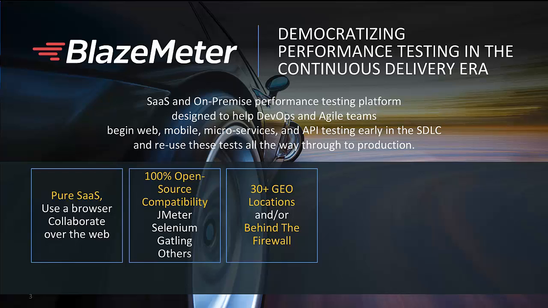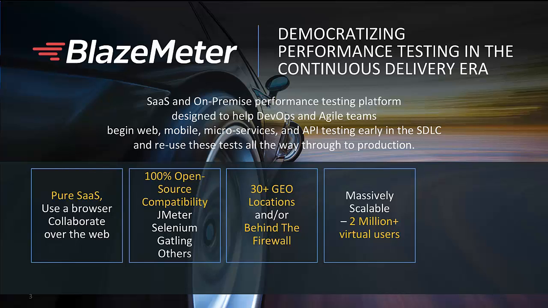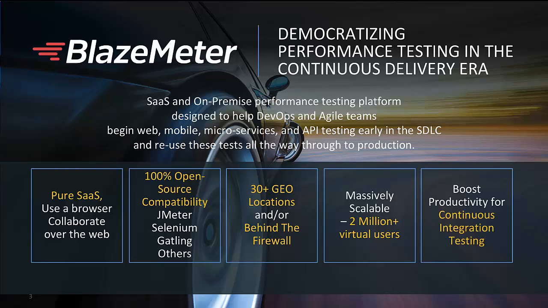There's over 30 geographic locations, and you can also test from behind the firewall. It's massively scalable, so the same solution which works on a developer desktop can work in an integration lab, a pre-production, or even production facility, all the way up to 2 million users or beyond. And then finally, it's been designed from the ground up to boost productivity for continuous integration testing. Everything is easily integrated, and we'll see more in a bit.